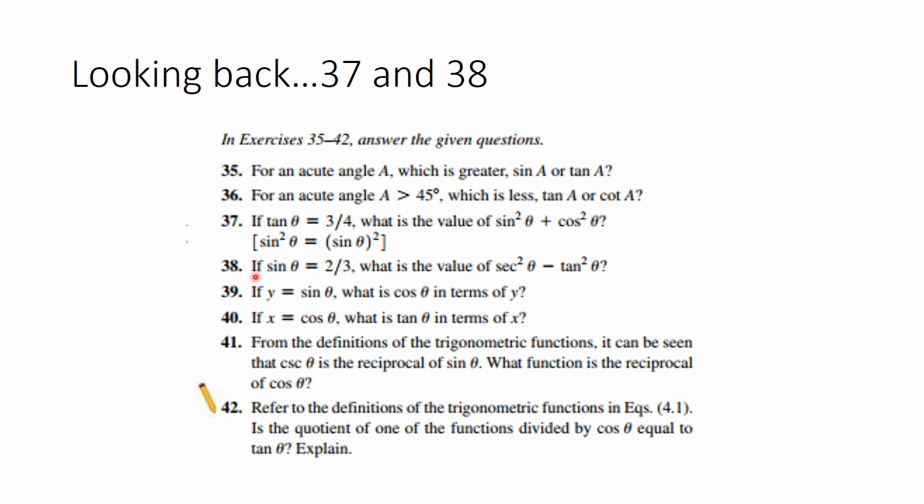And we're also going to do another problem. If the sine of theta is equal to 2 over 3, what is the value of the secant squared theta minus the tan squared theta? Again, secant squared theta is found by finding the secant of theta and then squaring that.